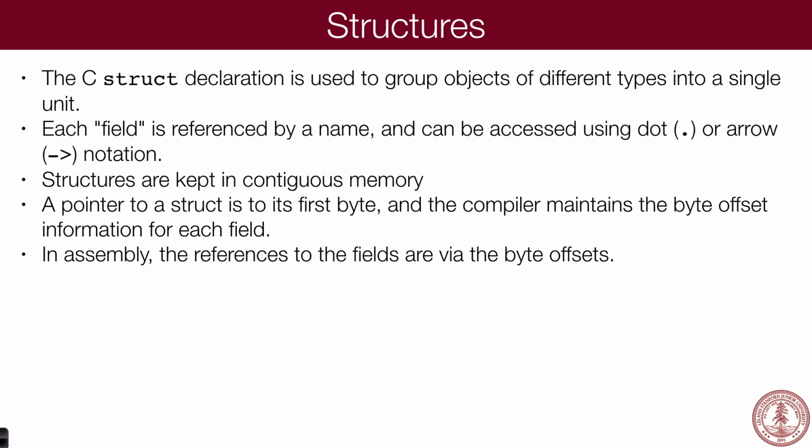The follow-on to structs in other languages is generally objects, which not only include data but also include functions. But in our case, structs just include data, and they have fields in them, and they use dot notation and arrow notation if you have a pointer. You should have already seen this in some other class. If not, they're not that hard to learn about. They are kept in contiguous memory. If you have a struct, all of the fields have to be contiguous relative to each other.